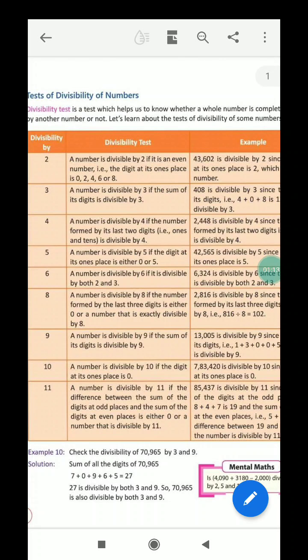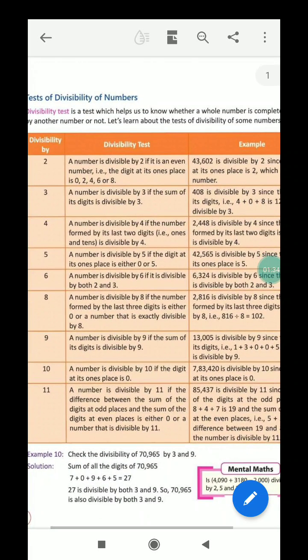So let us take number 1. Divisibility by 2. A number is divisible by 2 if it is an even number, that is, the digit at its ones place is 0, 2, 4, 6 or 8. For example, 43,602 is divisible by 2 since the digit at its ones place is 2, which is an even number. That means ones place means this one, the first place.